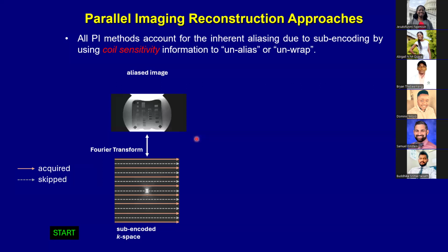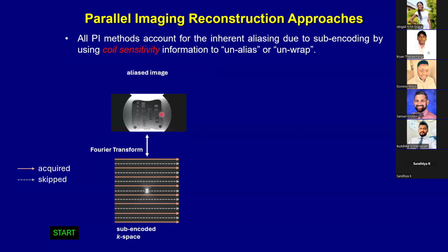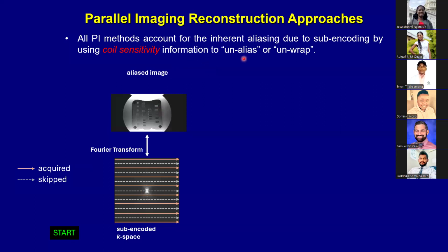So parallel imaging reconstruction, this is the 50,000-foot, bird's eye view. All we're trying to do is cheat K-space, and we're going to subsample it. And by subsampling it, we're going to alias. And with parallel imaging techniques, we're going to try to unalias or unwrap the image. So you start off always with sub-encoded K-space.